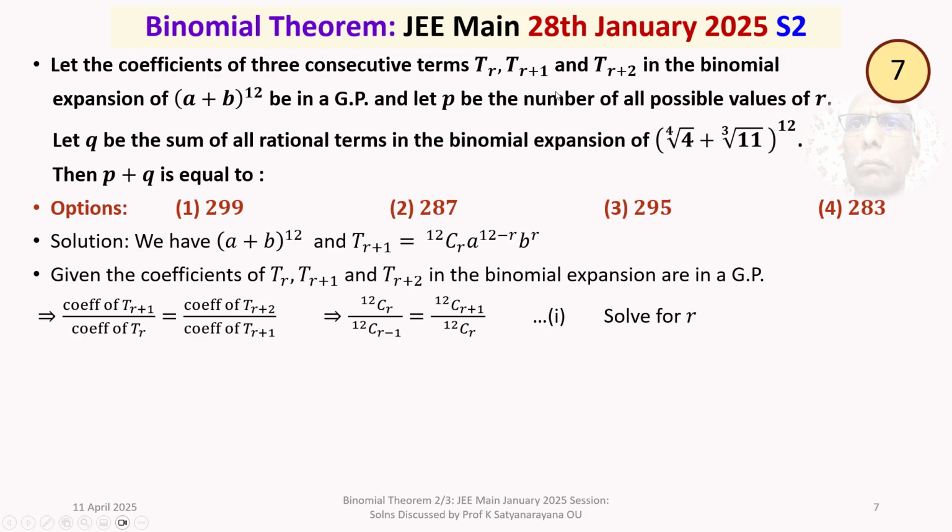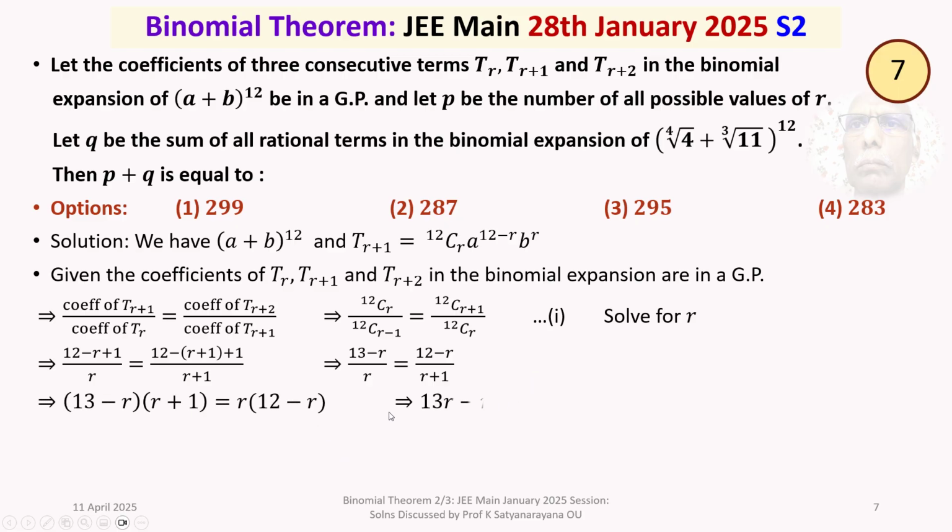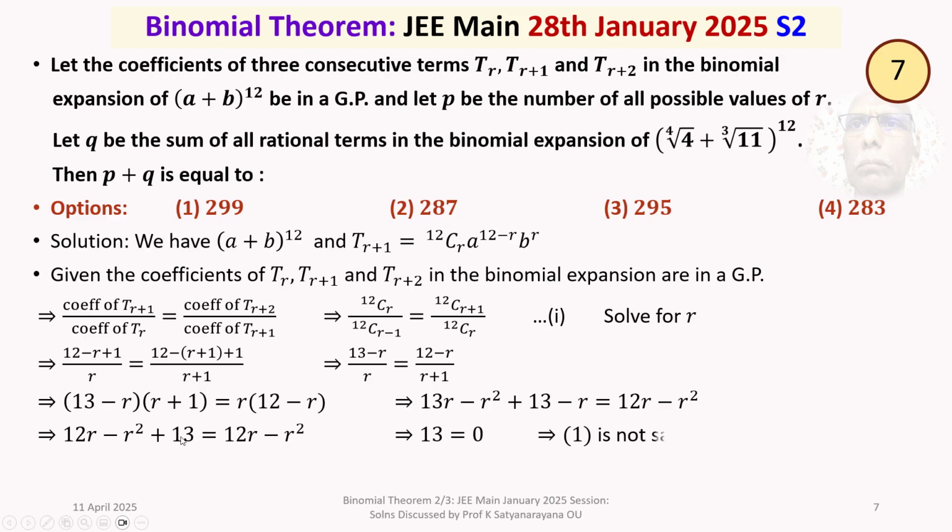And P is the number of all possible values of r. Therefore, you solve this one. 12Cr by 12C(r-1). nCr by nC(r-1) is (n - r + 1) by r. So n is 12, and also here (12 - (r+1) + 1) by (r+1). Now simplify, cross multiply, simplify, and ultimately we get 12r minus r square plus 13 is equal to 12r minus r square. This will give you 13 is equal to 0, which is untenable.